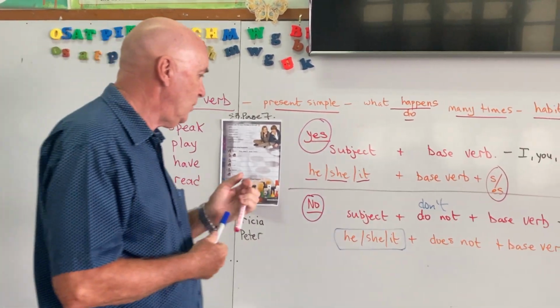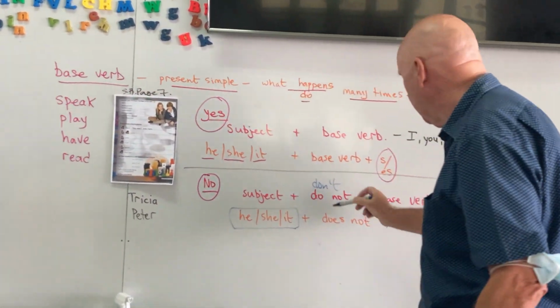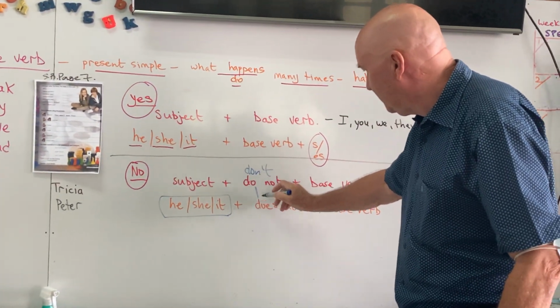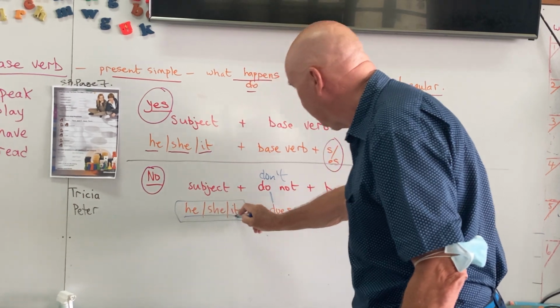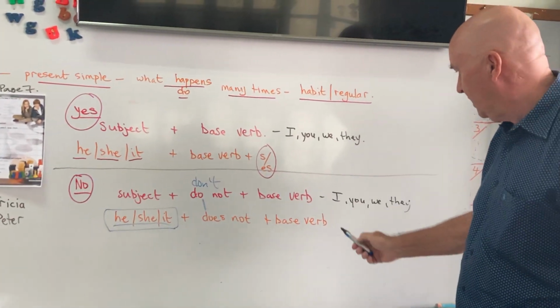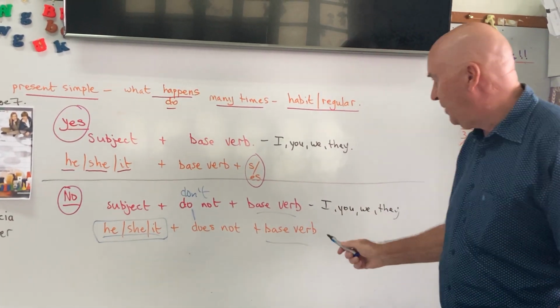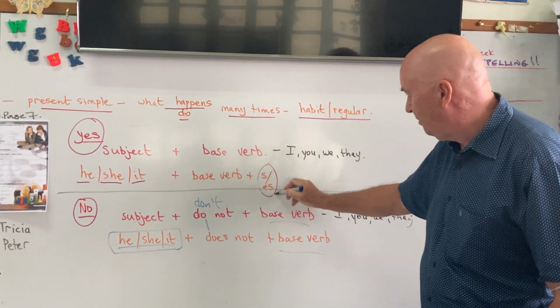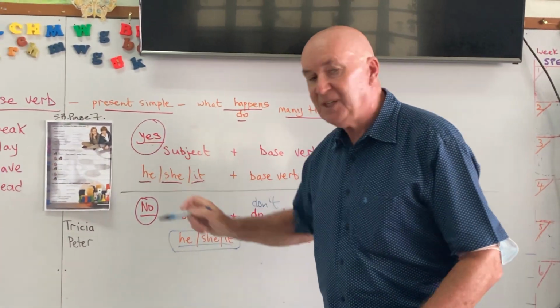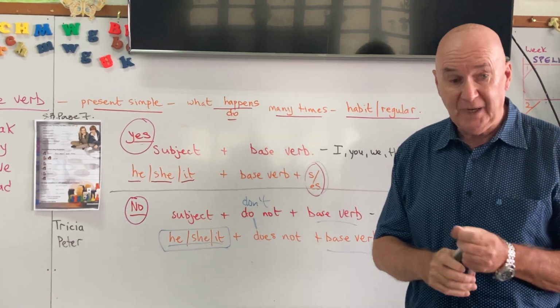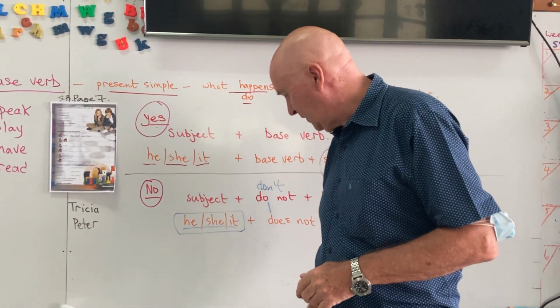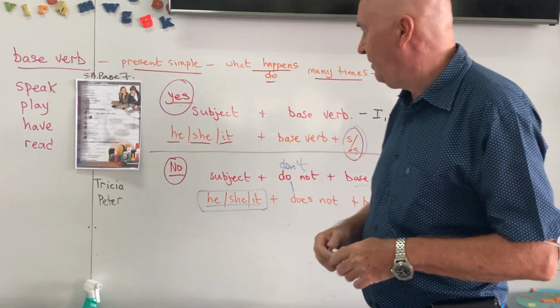Now notice, when we say no, the change is do to does if the subject is he, she, it. We don't change the base verb. We only change the base verb when we're saying yes. Quite difficult to remember. Now, let's see if we can do some of this.